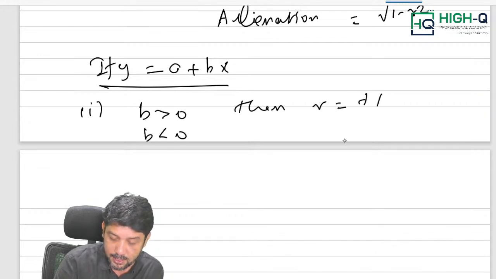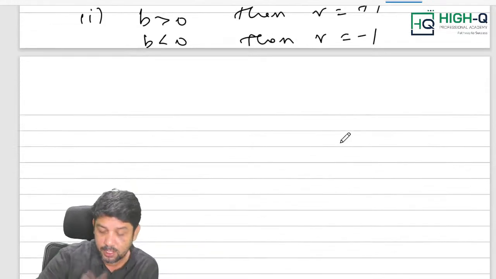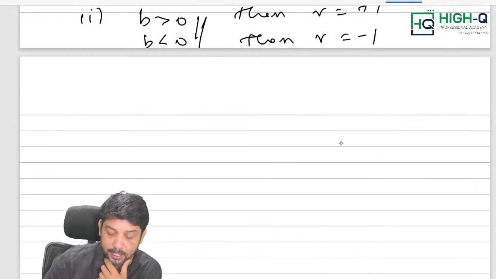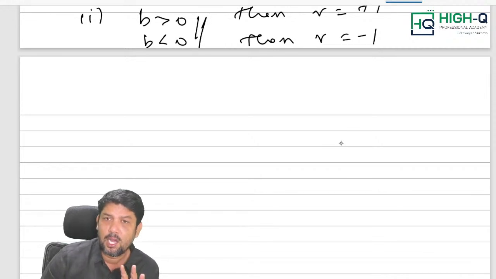If b is less than 0, then r is equal to minus 1. If b is more than 0, then r is equal to plus 1; if b is less than 0, then r is equal to minus 1. So remember this, my dear: b greater than 0. Sir, how can the questions be expected?